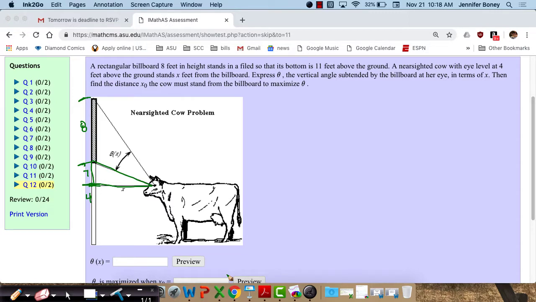So if I think about this small triangle to the cow's eye, which is not actually so small, it's 7 feet there, and this is X, and this is just this small angle here, I'll call it angle A, versus the largest right triangle we have here, which goes from the cow's eye level across and up to the top of the billboard. So this is still X. It's this full angle here.